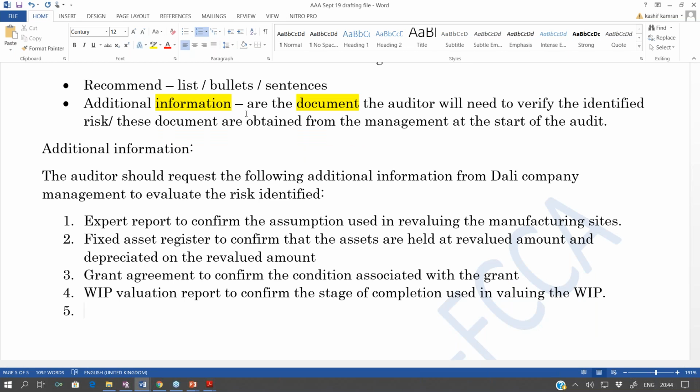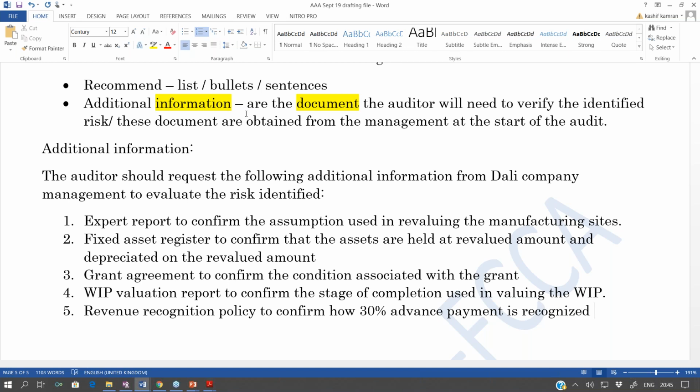Should I have the revenue recognition policy as a document to confirm how the management recognized the 30% advance payment? So should I have this revenue recognition policy to confirm how the 30% advance payment is recognized? So will this all help me to mitigate my risk, number 1 to 5? Do you all believe 1 to 5 will help me later in the audit to mitigate the risk? Is it important information which I should be needing to evaluate the risk?